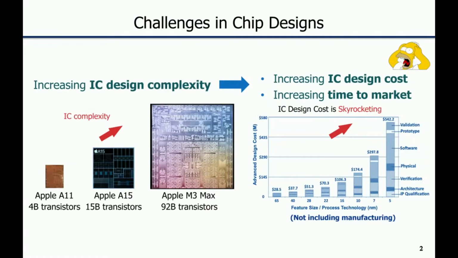So let's first look at where we stand right now. IC design complexity keeps exploding over the past decades. As an example, the Apple A11 has 4 billion transistors, and recently the Apple M3 Max has like 92 billion transistors on this chip. You can imagine we have almost 100 billion transistors working on a tiny chip that works functionally very well. That's a very complex task.